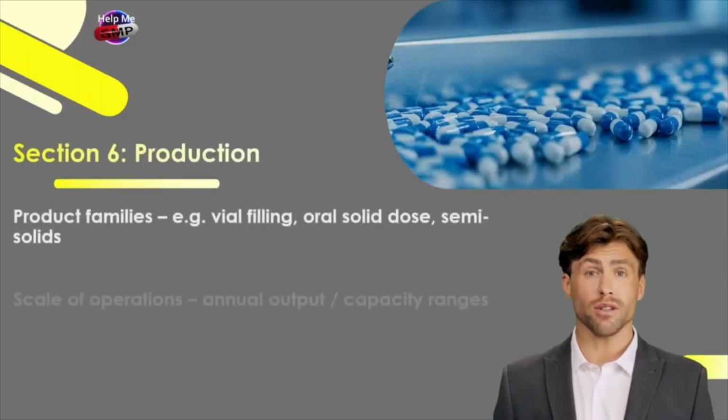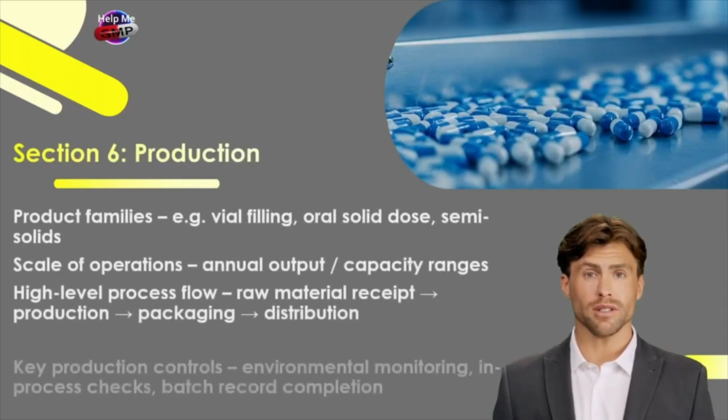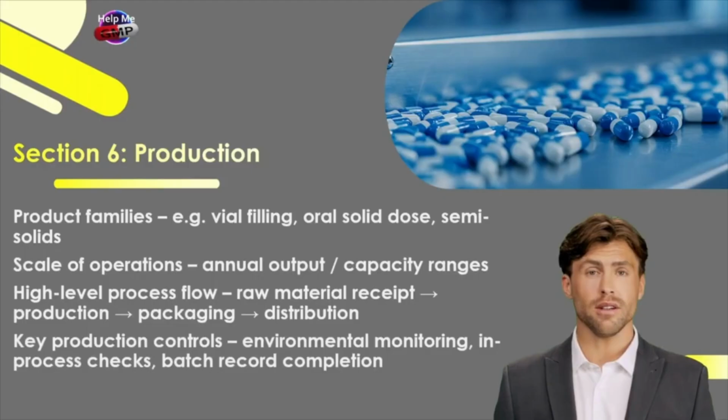Describe product families made on site and the scale of operations. For example, vial filling, oral solid dose, semi-solids. Give annual batch output or capacity ranges rather than commercial secrets. Include high-level flowcharts showing the product path from raw material receipt to distribution of finished product.